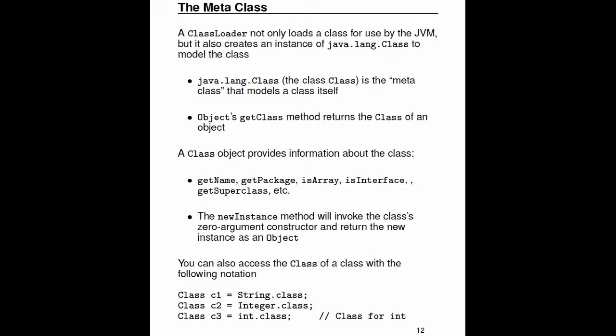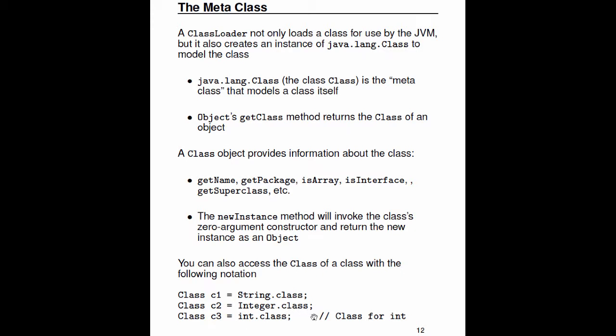Now in the language, you can access the capital C meta class of a class using the following notation. So if I say something like String.class inside my source code, that returns a Class that represents java.lang.String. Similarly for Integer, and then also there's one for int.